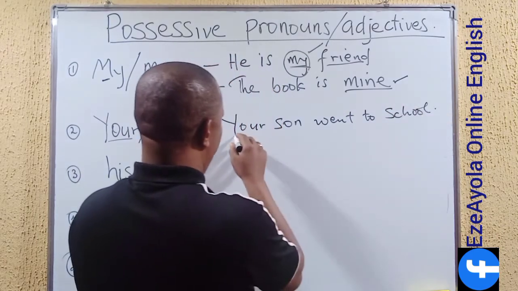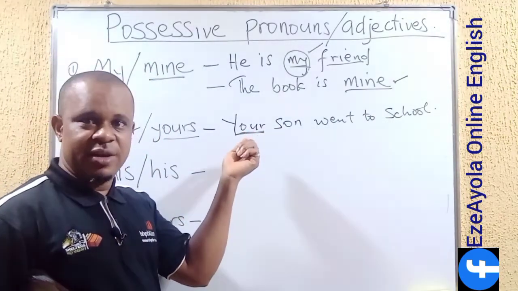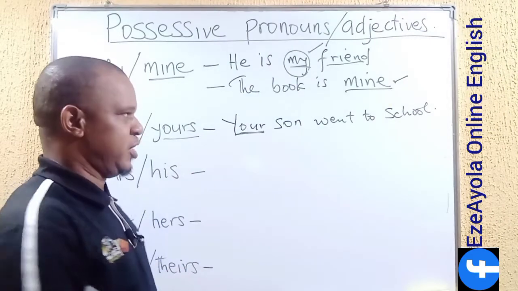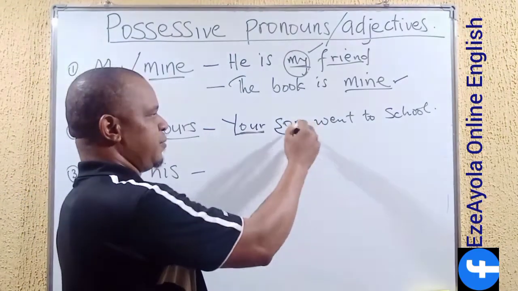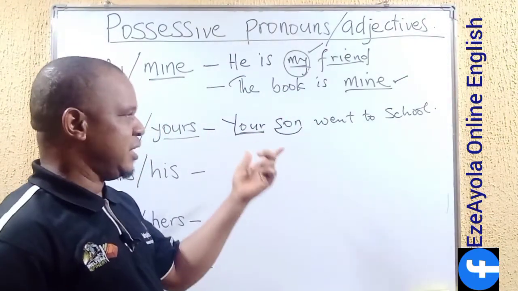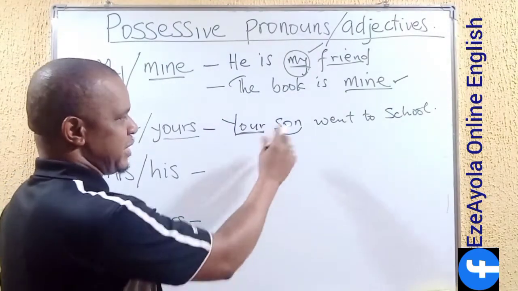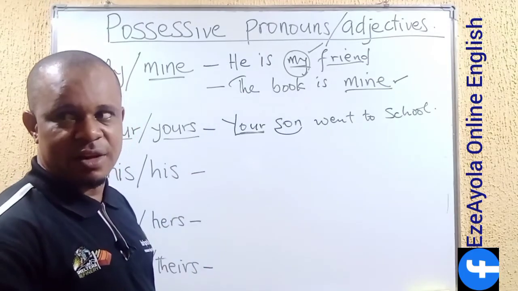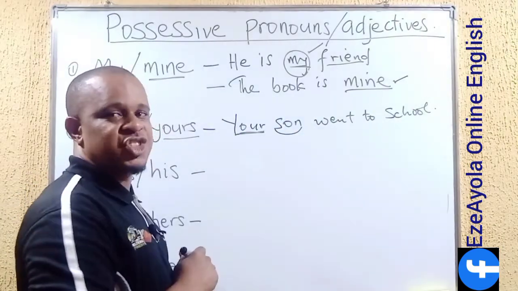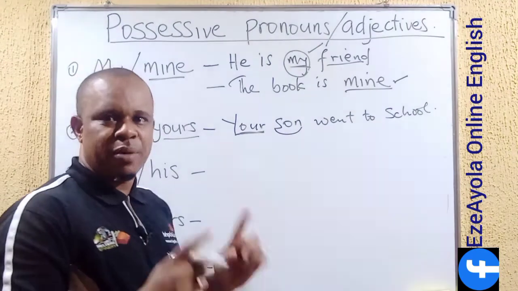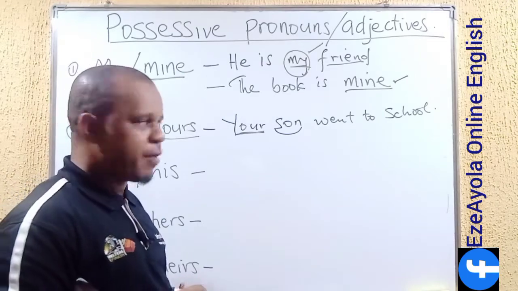Your son went to school. What is this? The "your" here is, of course, an adjective describing the son, which is a noun. We are talking about your son. If we merge or blend the two, we have what we call a noun phrase. But when we single them out to stand independently to talk about their various functions, "your" is an adjective describing the son, a possessive adjective. Are you there? Very good.